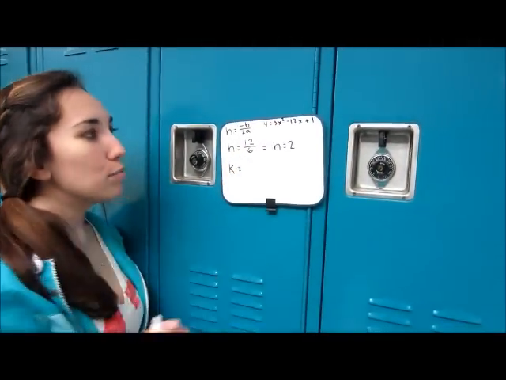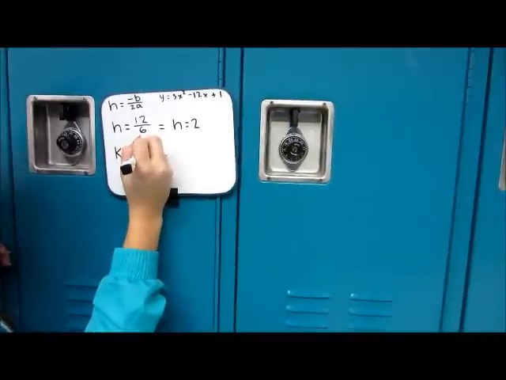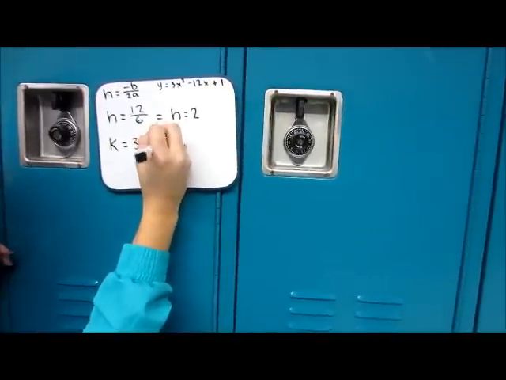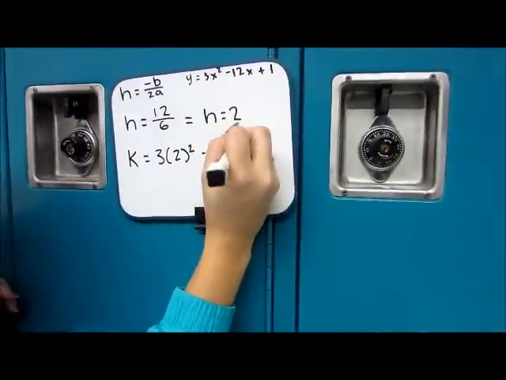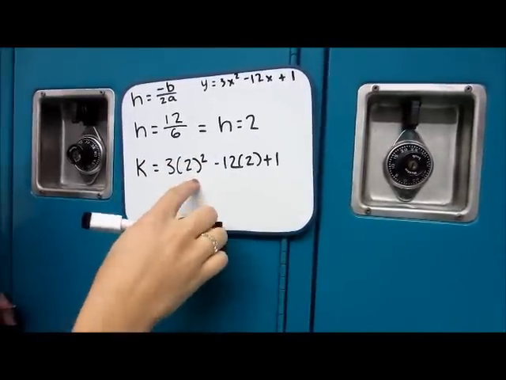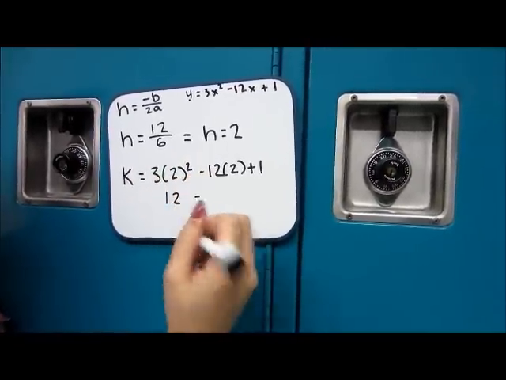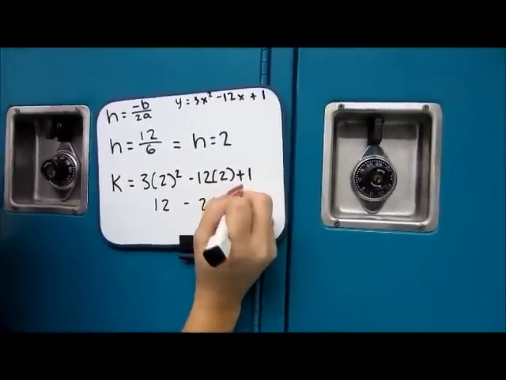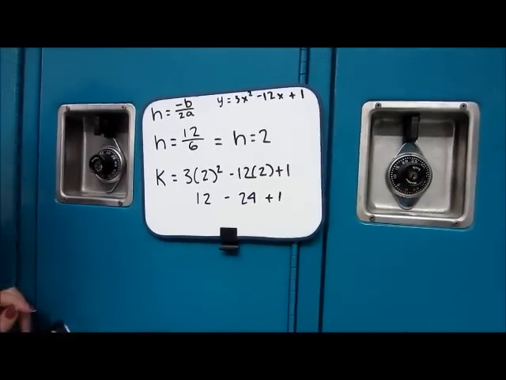Now, to find the k value, we'll just plug it in. Plug and chug. So we'll have 3 times 2 squared minus 12 times 2 plus 1, which gives us 3 times 4, so 12, minus 12 times 2, which is 24, plus 1. So that would be negative 11.